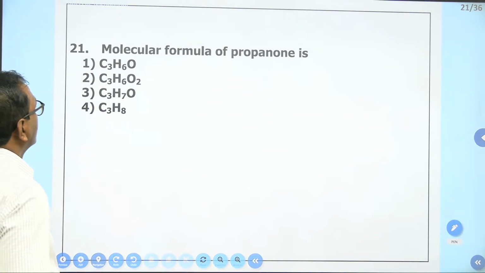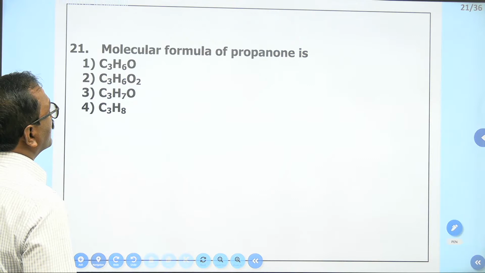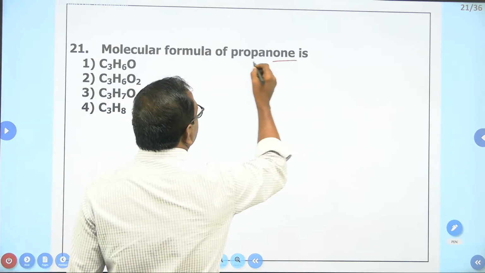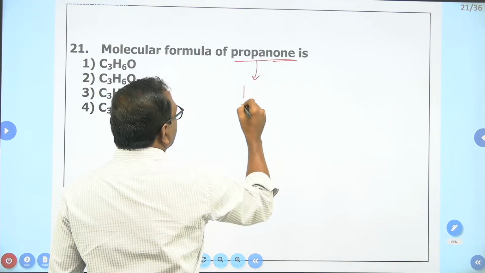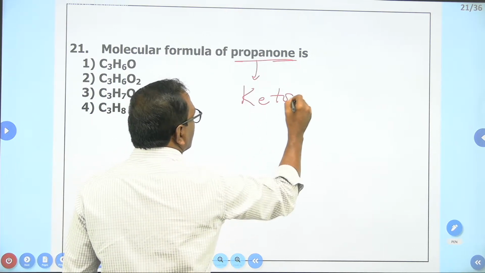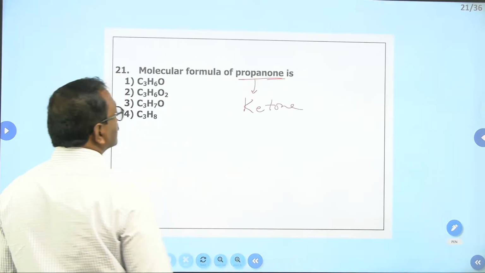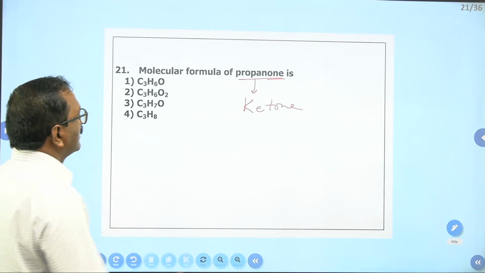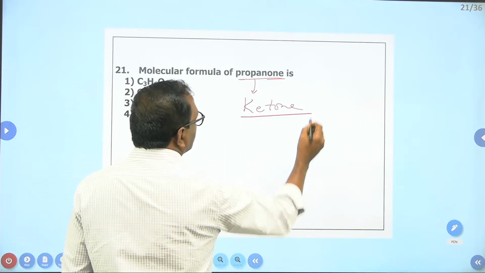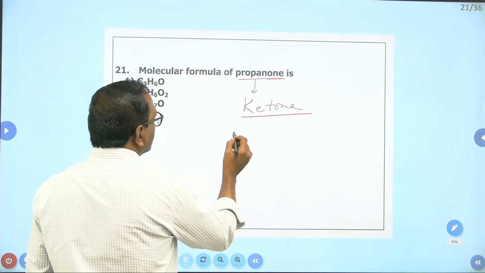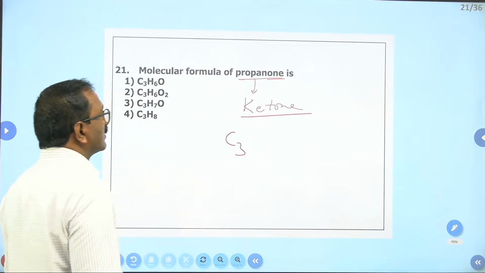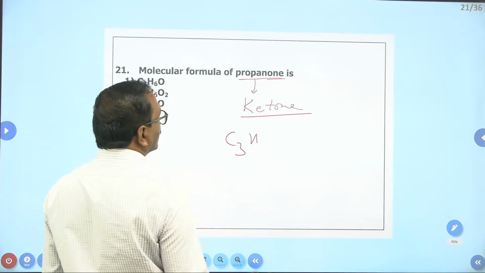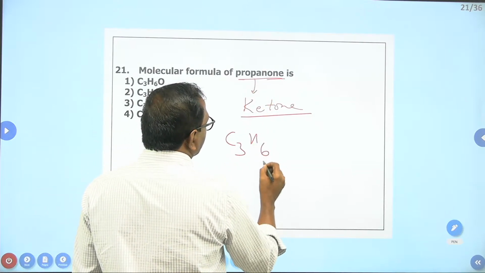Next one, molecular formula of propanone. Molecular formula of propanone. This is a ketone, an example for the ketone family. Propanone is an example for a ketone compound. Prop is nothing but C3, you can remember. Prop is nothing but C3. An, nothing but you can say. Now, H6 is there here.